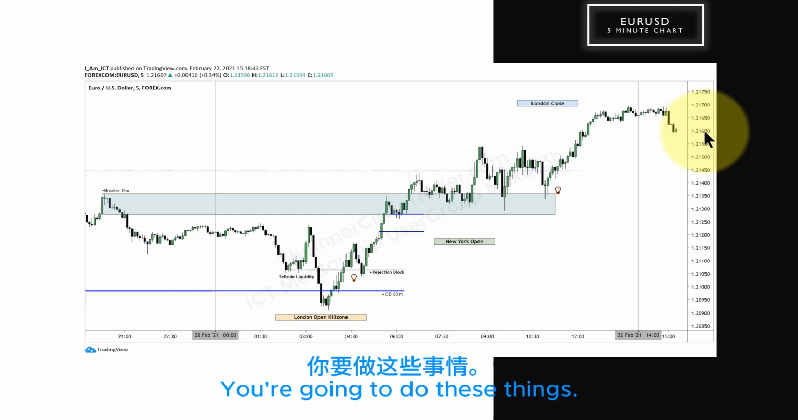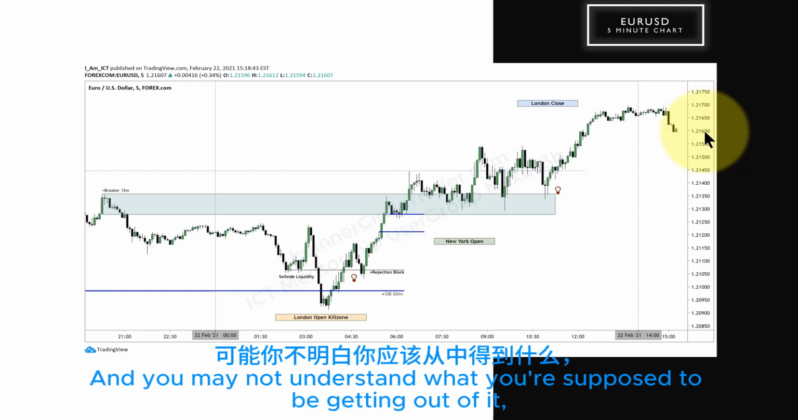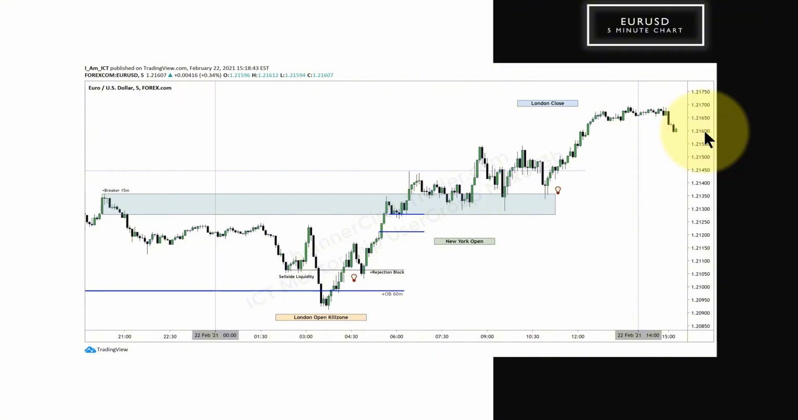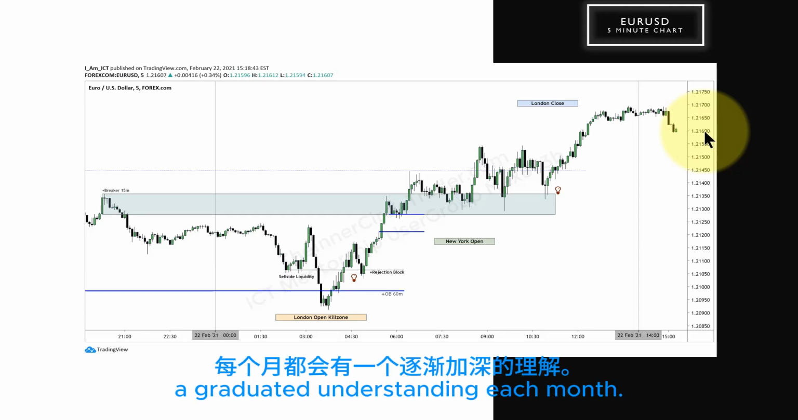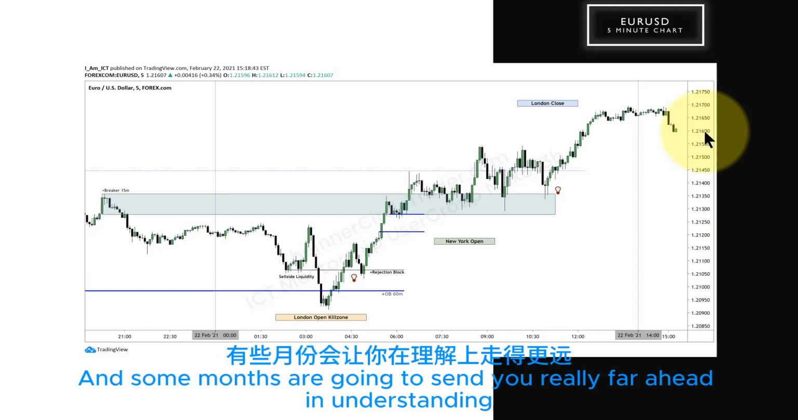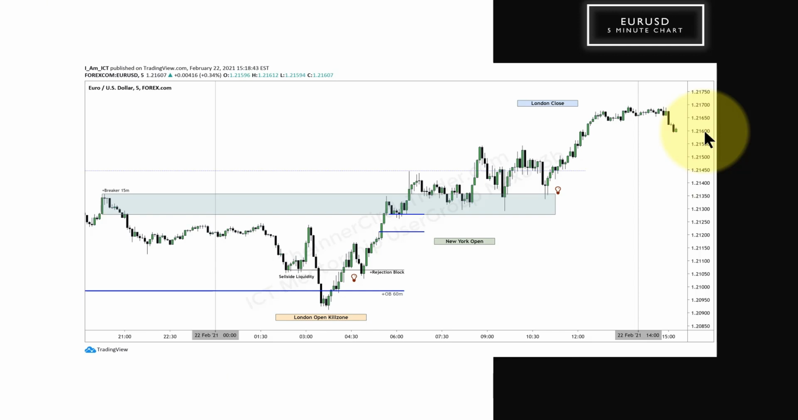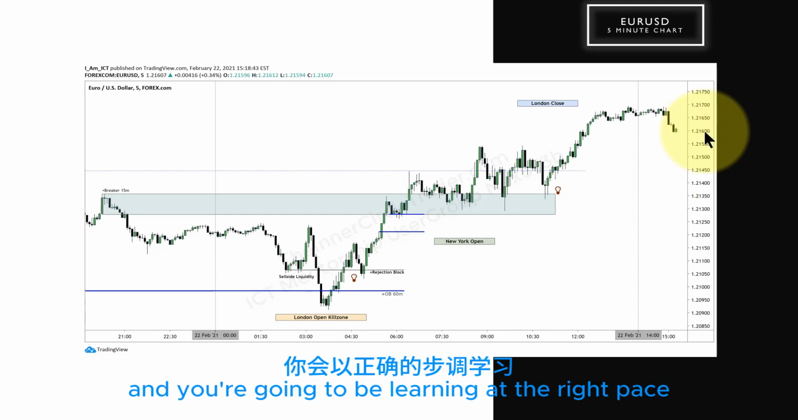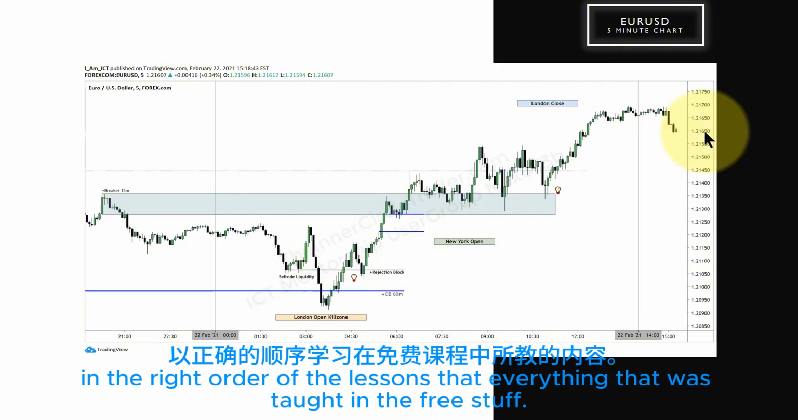You're going to do these things. And you may not understand what you're supposed to be getting out of it, but you're going to submit to it. And then we'll see where we go. And if you do that, I promise you, you're going to see a graduated understanding each month. Some months are going to send you really far ahead in understanding, and others will be just subtle. But you will be learning, and you're going to be learning at the right pace, in the right order of the lessons.